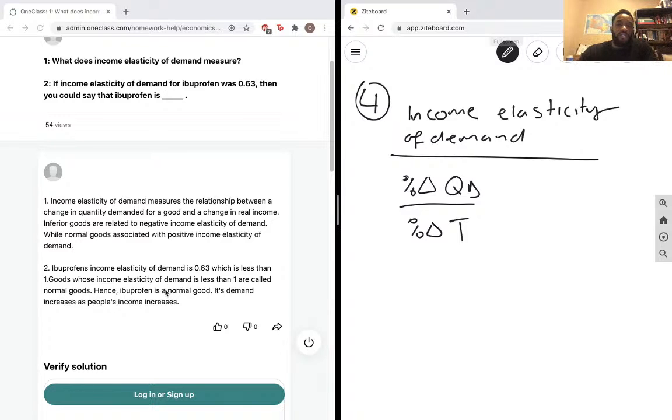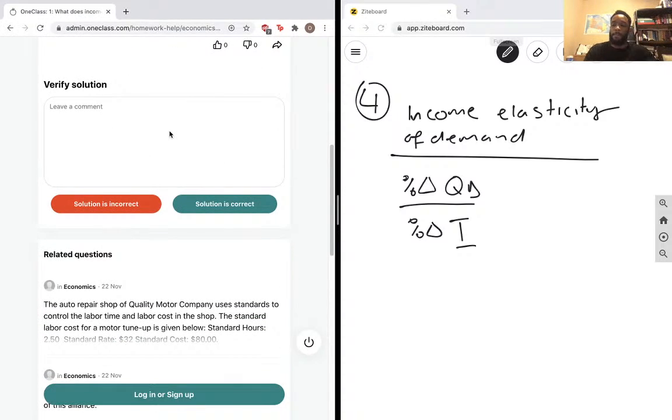If demand were to decrease as income increased, then it would be an inferior good. So because it's positive, it is a normal good. However, if the change in demand was negative as income increased, then it would be considered an inferior good. So this is correct.